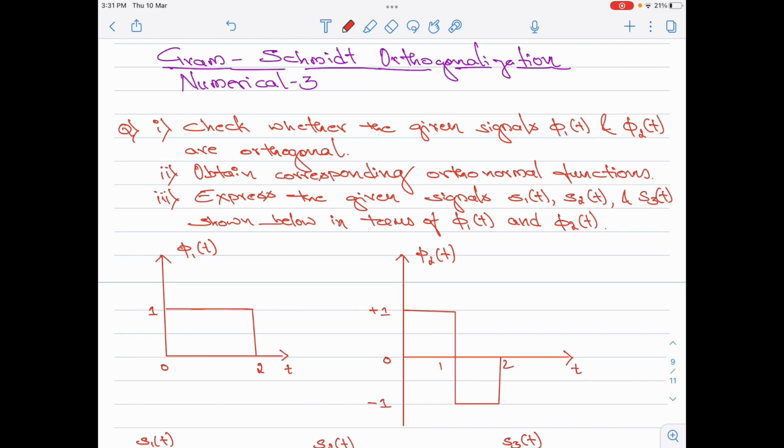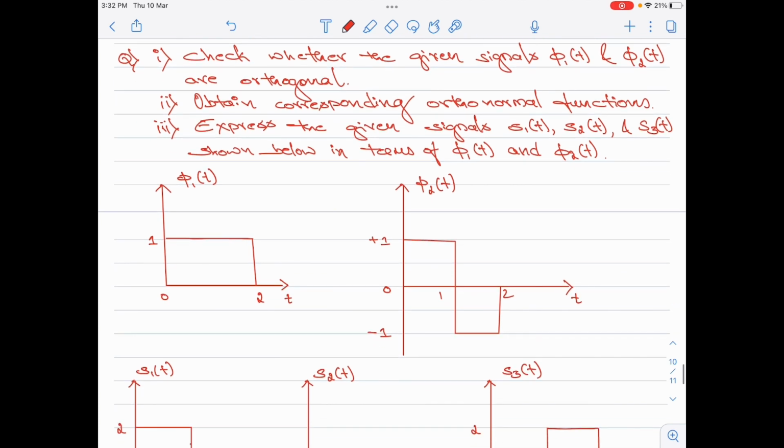Let me read out the question first. Check whether the given signals phi1 of t and phi2 of t are orthogonal, and the signals are shown in the figures here below. Part B of the question says, obtain the corresponding orthonormal functions. And lastly, part C of the question says, express the given signals S1 of t, S2 of t and S3 of t, which are given below, in terms of phi1 of t and phi2 of t.